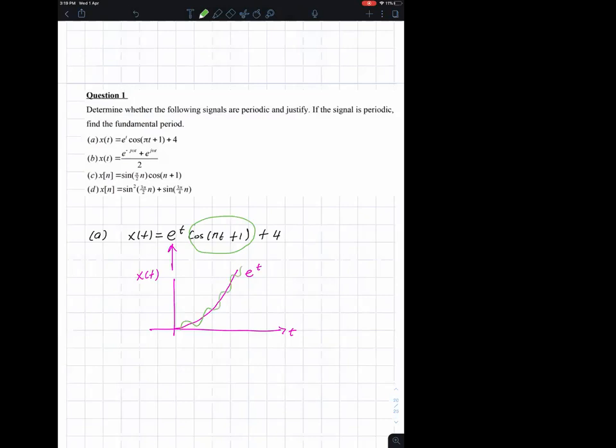If you add the DC, all it's going to do is add a DC offset. That's all. So overall, it's not periodic. You can also do your own reasoning like this and say it's not periodic. Can you guys see that? Yes, sir.